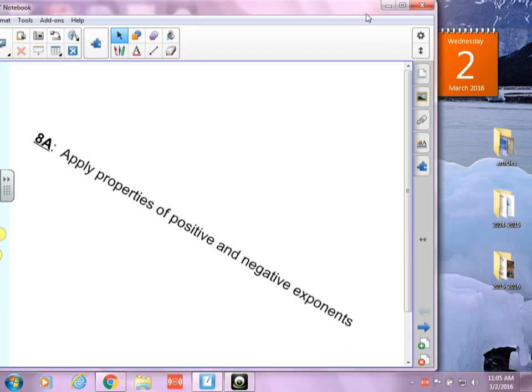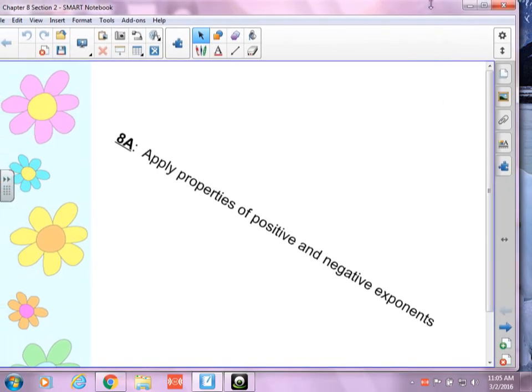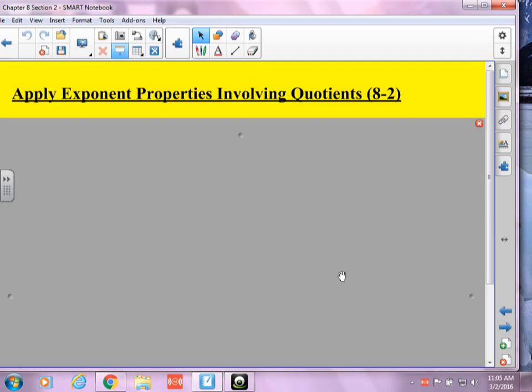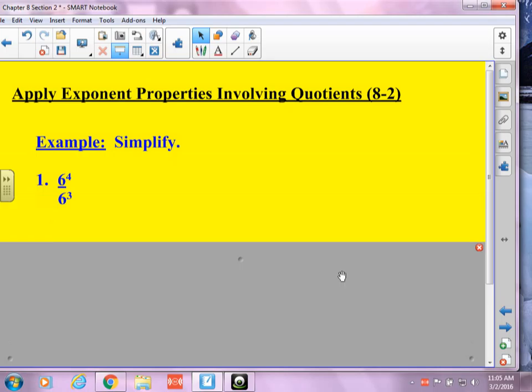Right, so today we are still looking at applying properties of positive and negative exponents. We're going to do quotients, and quotients is just another word for division. Specifically, what we're going to be doing in here is fractions, where division is concerned.